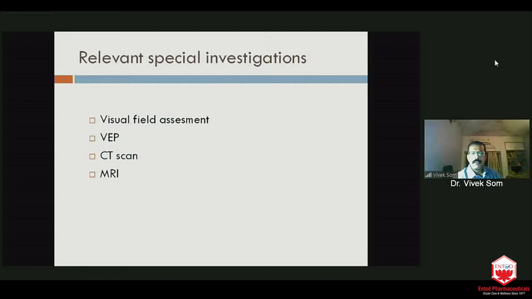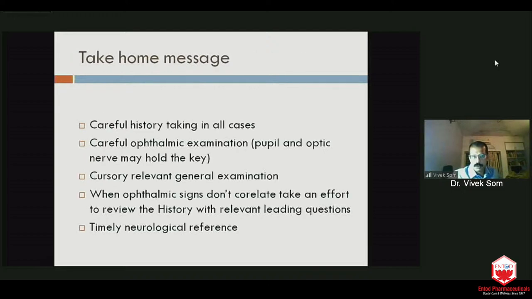From the ophthalmologist's point of view, most of the times the patients can be caught by visual field assessment, or you can have a great degree of suspicion at the level of visual field assessment. In association with the neurologist or neurosurgeon, you can do a VEP, CT scan or MRI, MR angiography or MR venography, whatever is required, because it should not be done repeatedly. Once I get it done and then the neurologist wants an MR angiography, so you can coordinate with the neurologist to get a better investigation modality at the first go only.